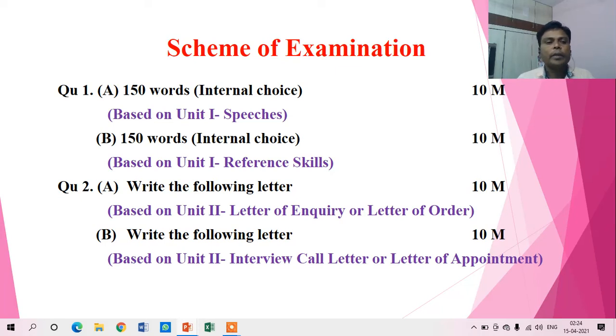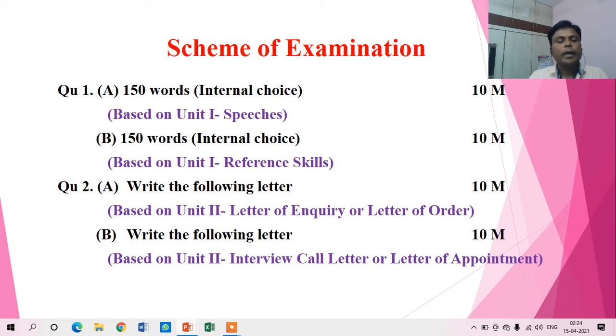Then question number 2. Question number 2 is based on unit number 2, that is business correspondence. As we discussed earlier, there are 4 sorts of letters. Those 4 letters are divided into 2 parts, letter of inquiry and letter of order. Question number 2A is based on letter of inquiry or letter of order. So 2 questions will be there, and you have to answer any one question out of these 2, which is question number 2A, and carries 10 marks.